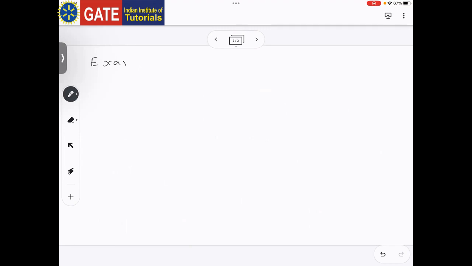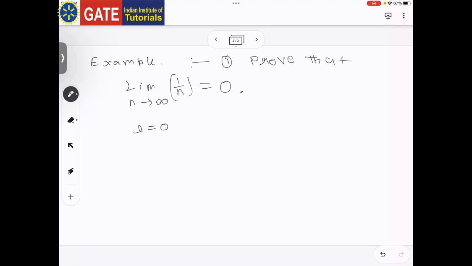Example. First one, prove that the limit as n tends to infinity of 1 by n is equal to 0. So using the epsilon-N condition, you have to prove this. So your L, we have to show that it is 0. So |1 by n| is less than epsilon. Then 1 by n is positive, so this is less than epsilon. So n has to be greater than 1 by epsilon. So you choose your capital N to be the greatest integer of 1 by epsilon.